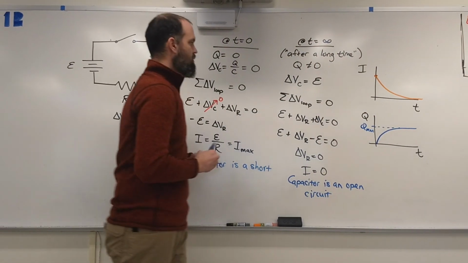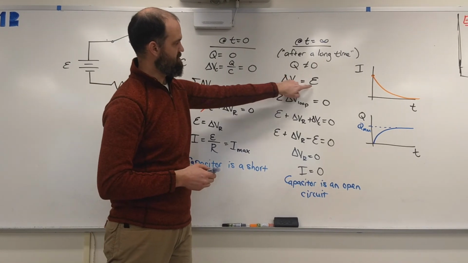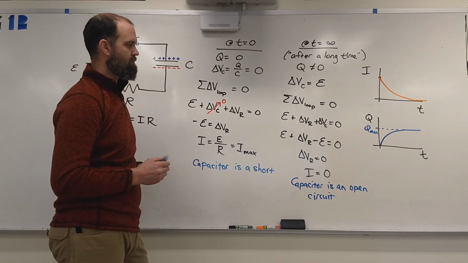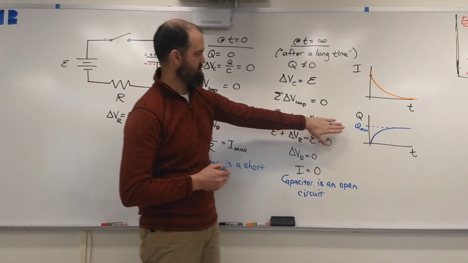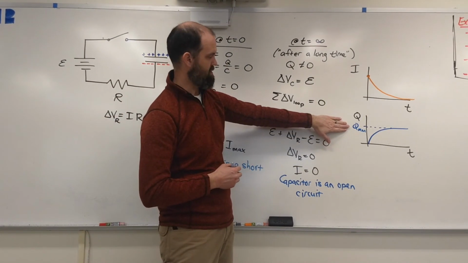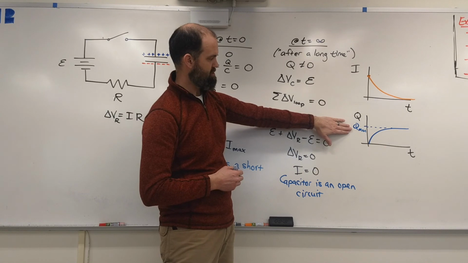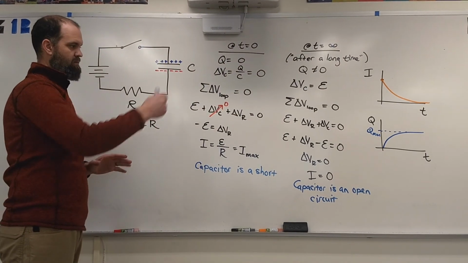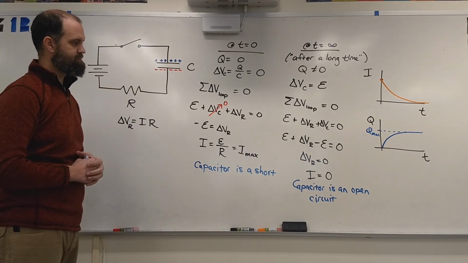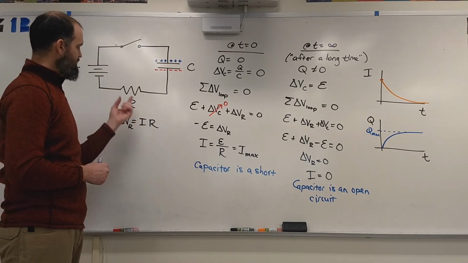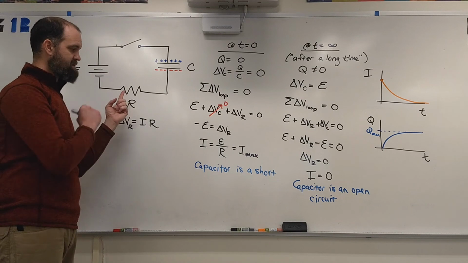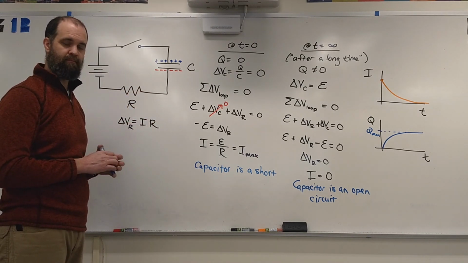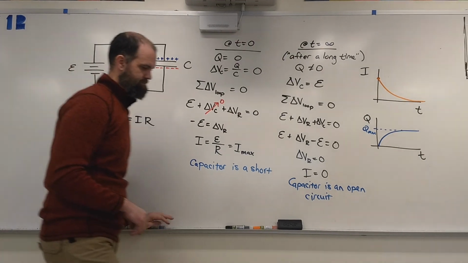Q max is going to be equal to the EMF divided by the capacitance. And then the potential difference, which is proportional to the charge, is also going to increase the same way, the potential difference across the capacitor. Right? If this were a light bulb, you would start off with maximum brightness, and it would dim to 0 over time. Let's see that.